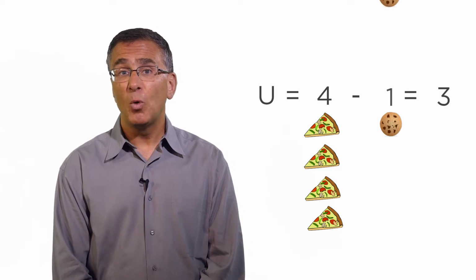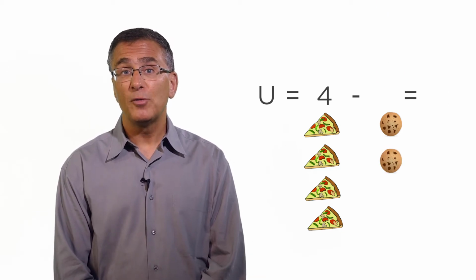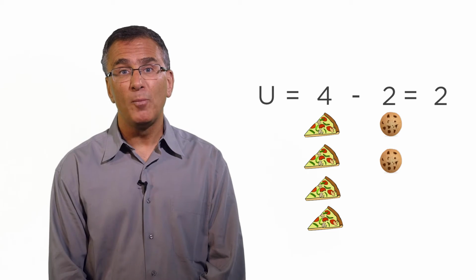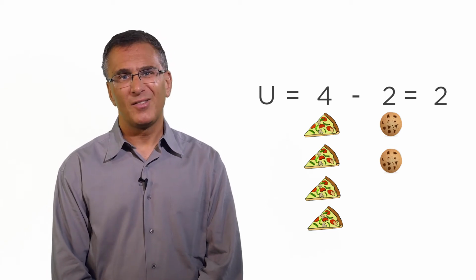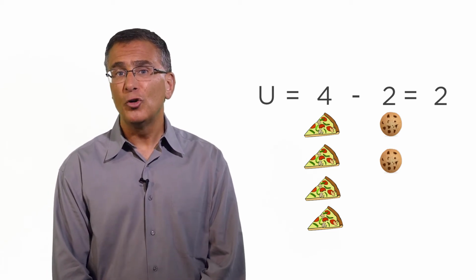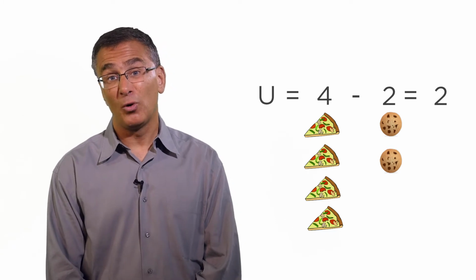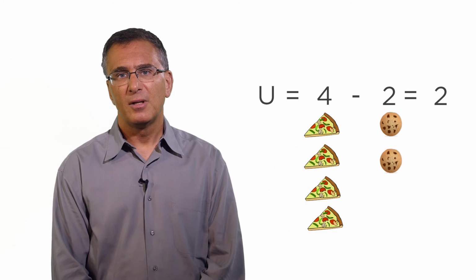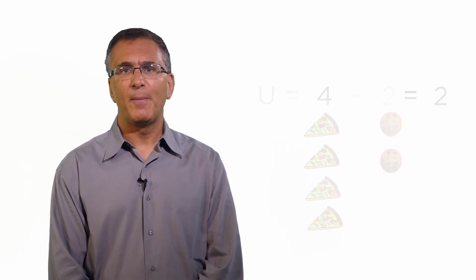Now what happens if you add 1 cookie? Utility becomes U equals 4 minus 2 equals 2. Utility dropped by 1 when you got 1 more cookie. That doesn't make much sense. In general, we assume the stuff you consume makes you better off, not worse. So it's weird to have a utility drop when you add a good. The negative sign doesn't make sense, so let's try something else.